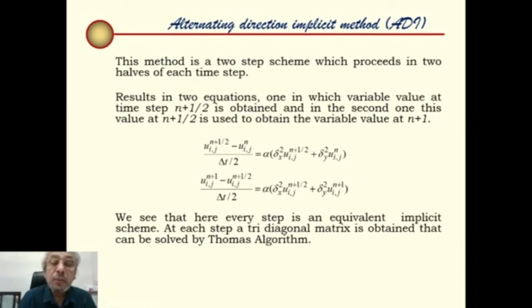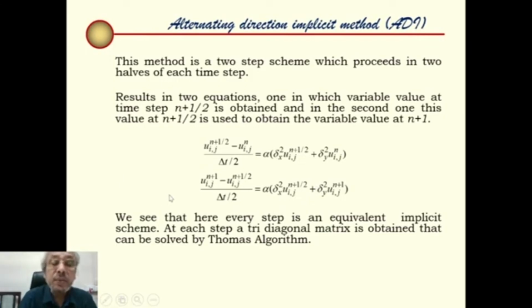Having done that, we'll progress from n plus half to n plus 1 level. Then what we'll do is write uij at n plus 1 minus uij at n plus half divided by delta t by 2 equal to alpha. The central difference operator will apply on the variable uij at n plus half level, which is known, in x direction, and the central difference operator in y direction will apply now at n plus 1 level, and all these values are unknown. So at this stage n plus 1 is unknown, so we'll move all the variables at n plus 1 to the left hand side, and all the variables at n plus half level to the right hand side. The right hand side is known.